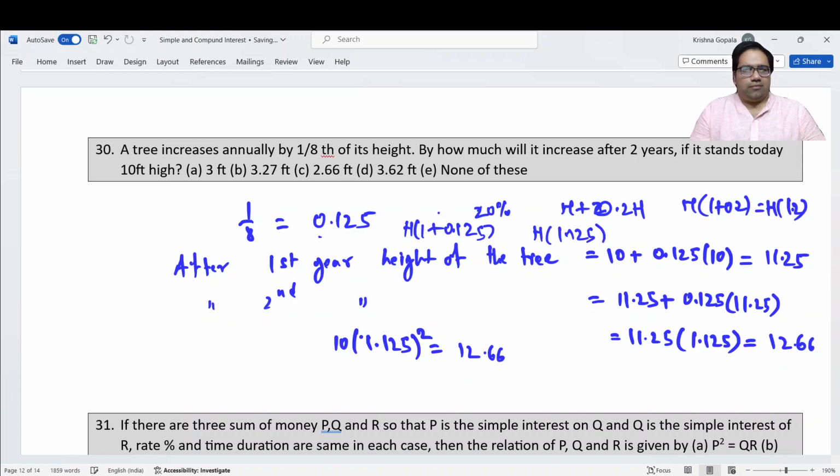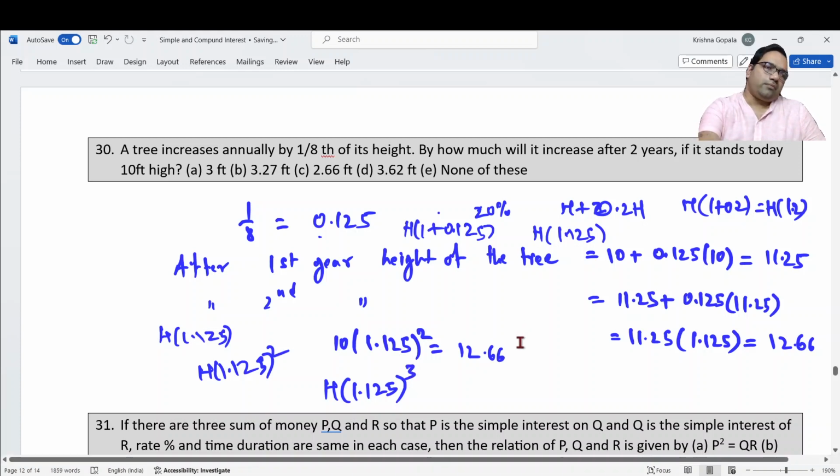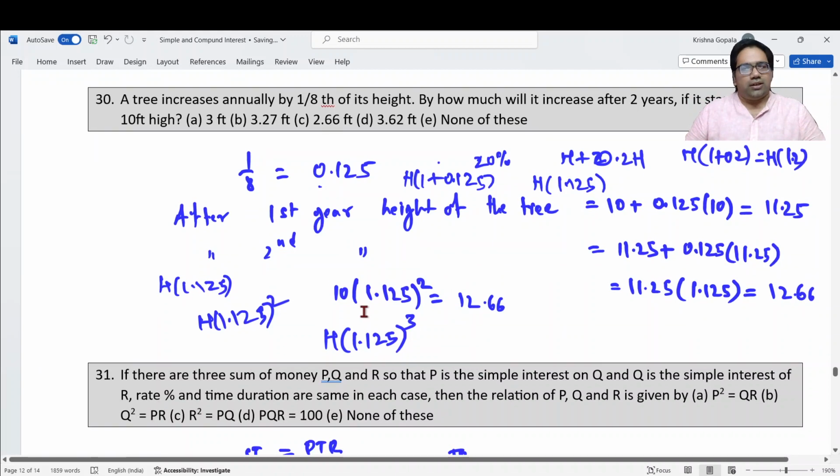h into 1.125. This is the first year. First year it will be h into 1.125. Second year, this one into 1.125, h into 1.125 square. Third year, h into 1.125 square, whatever it is at second year, into 1.125. This is cube, like this. Every year it is going on like this. That means every year into 1.125. So you can directly do 10 into 1.125 whole square. This is equal to 12.66. You can do it like this or like this. Both will give the same answer.